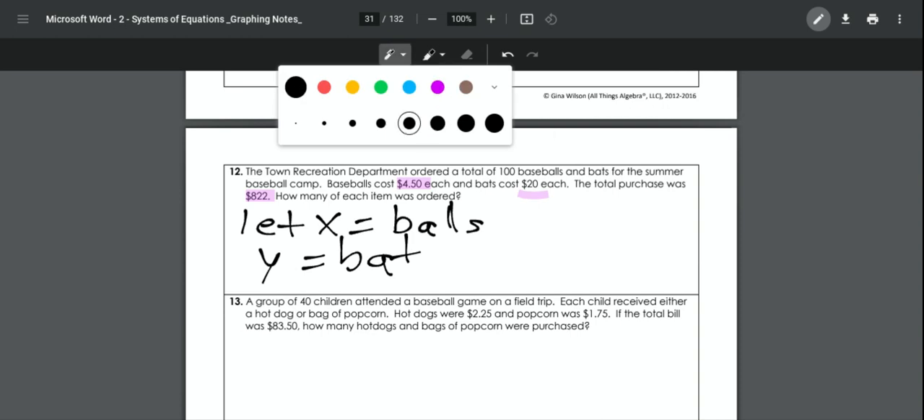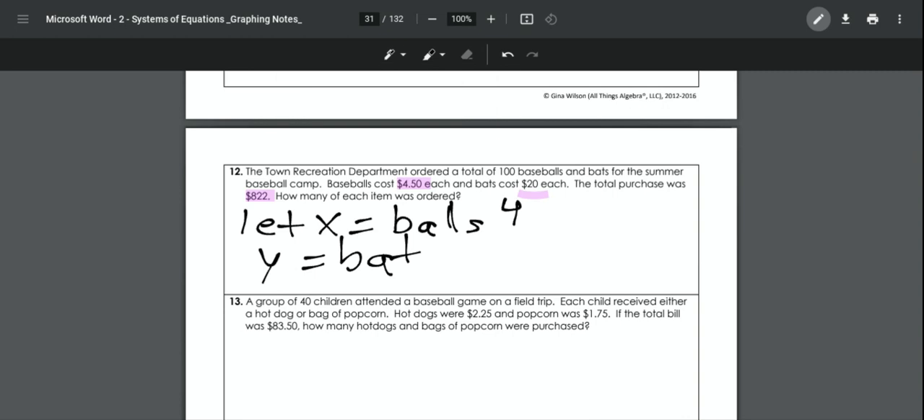So in this case, that would mean that my equation would be 4.50x because baseballs cost $4.50, plus 20y because bats are $20, equals $822. Okay, so I like to say money plus money equals money. All three dollar amounts in the same equation.